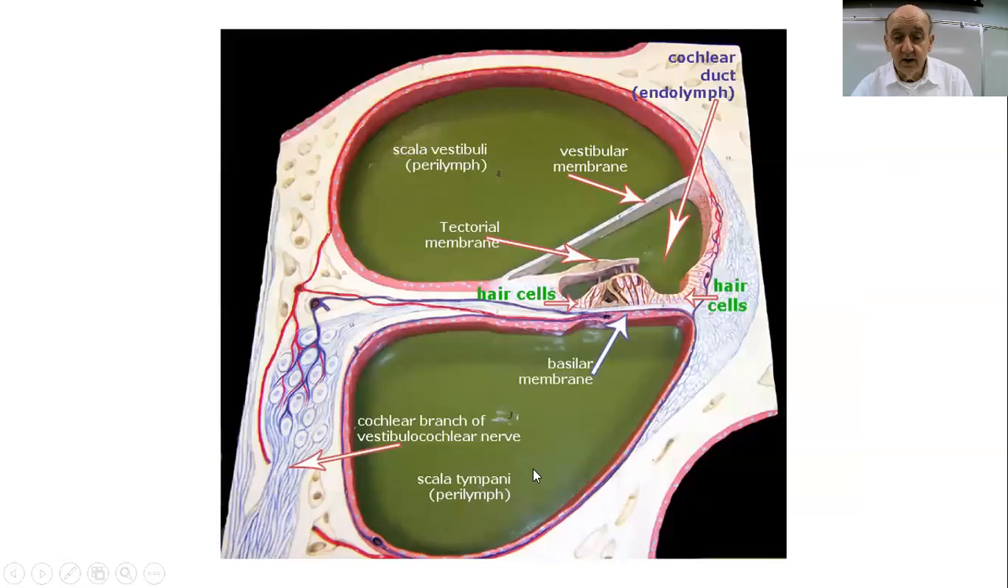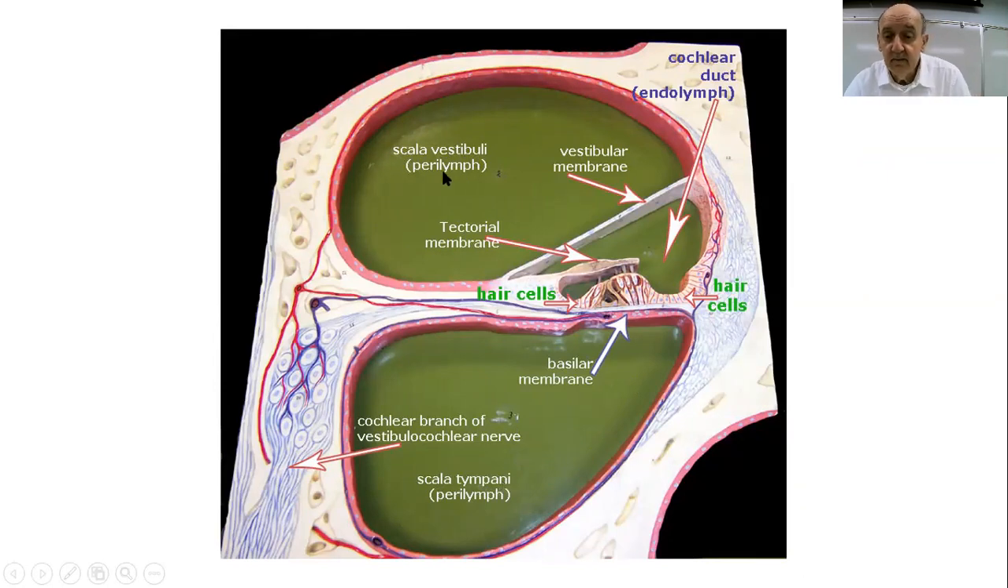Here's a cross-section of the cochlea, and you see that inside the cochlea there are 3 chambers. This green backing on this model shows you the 3 chambers. So point number 8 on this lab report: name the 3 chambers within the cochlea. Please write down scala vestibuli, cochlear duct and scala tympani.